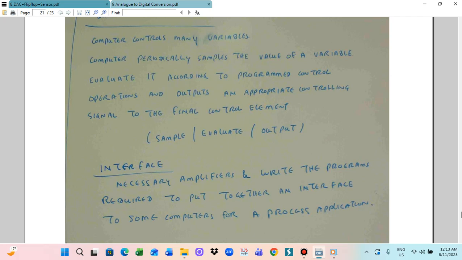The functions usually include the amplifier, so operational amplifiers are required. Also, for the interface system, we write the program. A program is required to put together an interface to the computer for the process application. So I will now give you the interface system overview diagram.